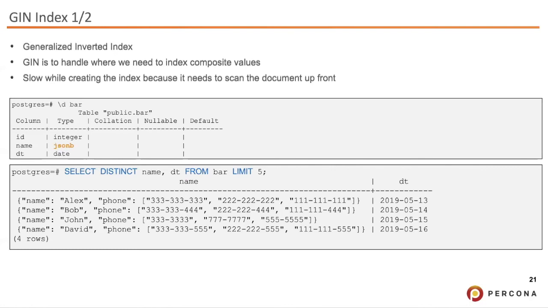So here I've created a table bar. ID is integer, name is JSONB type, DT is a date. Here I'm selecting name, DT from bar with limit equal to 5. You can see the name is a JSONB document, where name is Alex, foo, and everything is there. So what index can I use here? An index on name, a date time? No, I want to index the actual values in the JSONB document, not the whole JSON. If I index the whole JSONB document, it doesn't make sense for me. I want to index the values inside the composite values, inside the JSONB document.